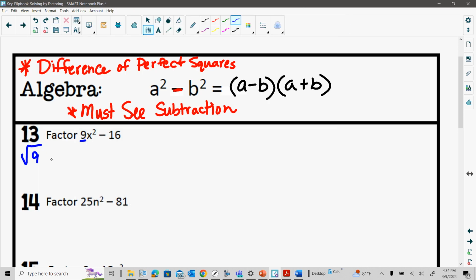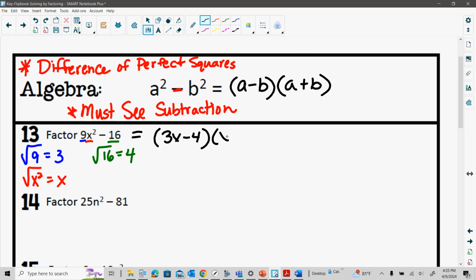So the square root of 9 is 3. The square root, if I go to my variable, of x squared is just x, okay? And then I have the second term, which is the square root of 16. And the square root of 16 is also a perfect square, it's 4. So if I'm taking the square root and I put this all together, my factors here would equal 3x minus 4 and 3x plus 4.